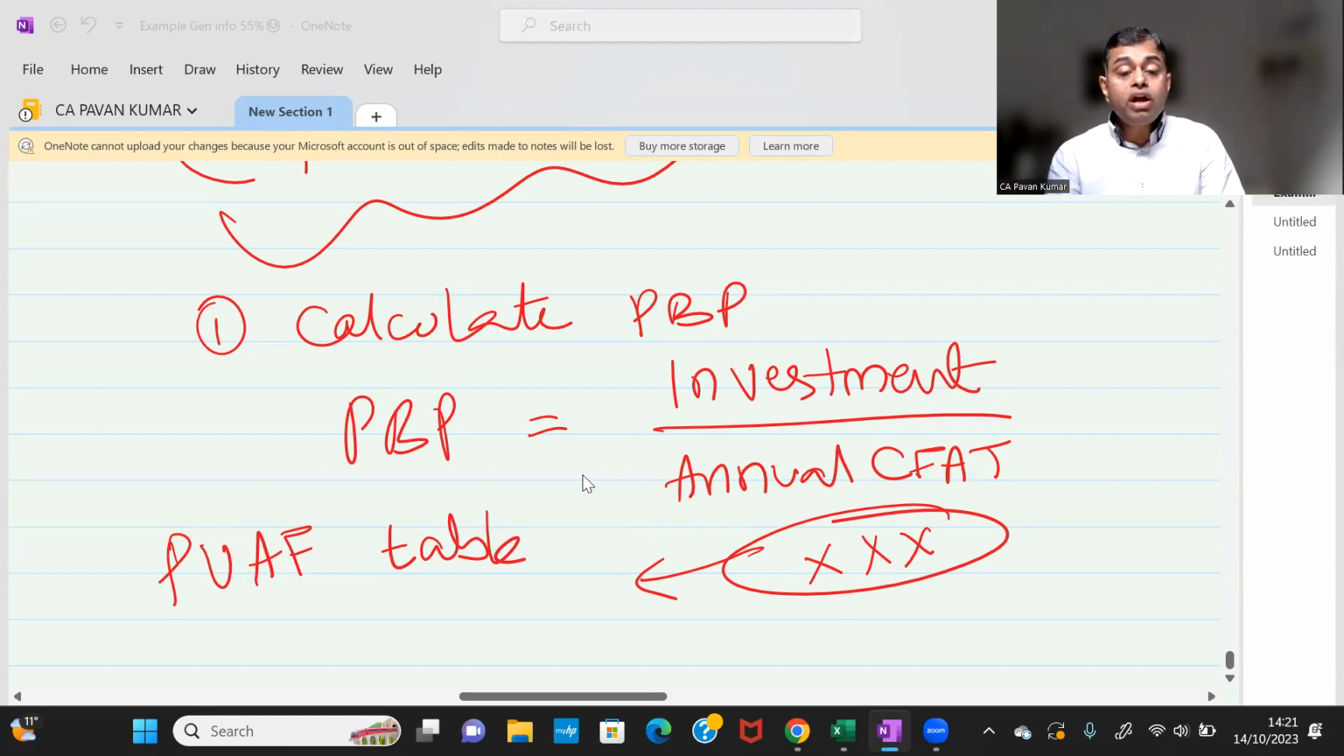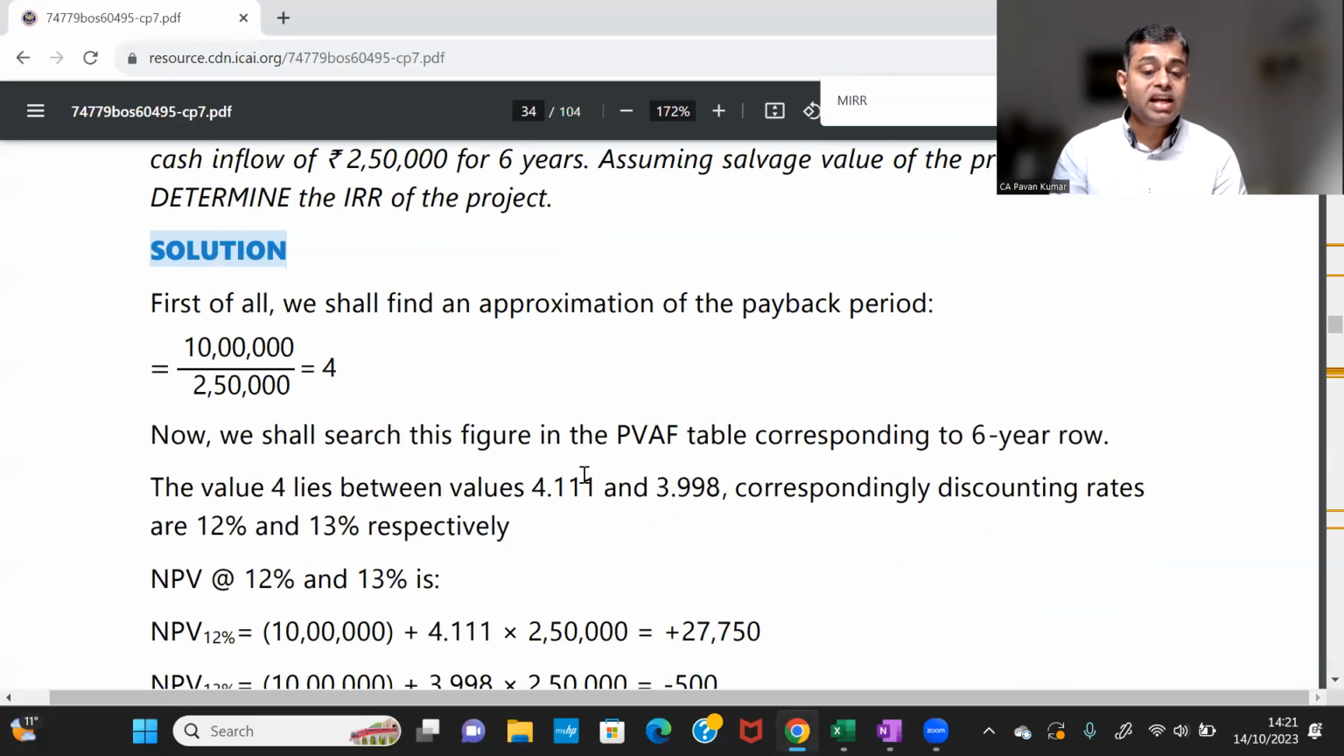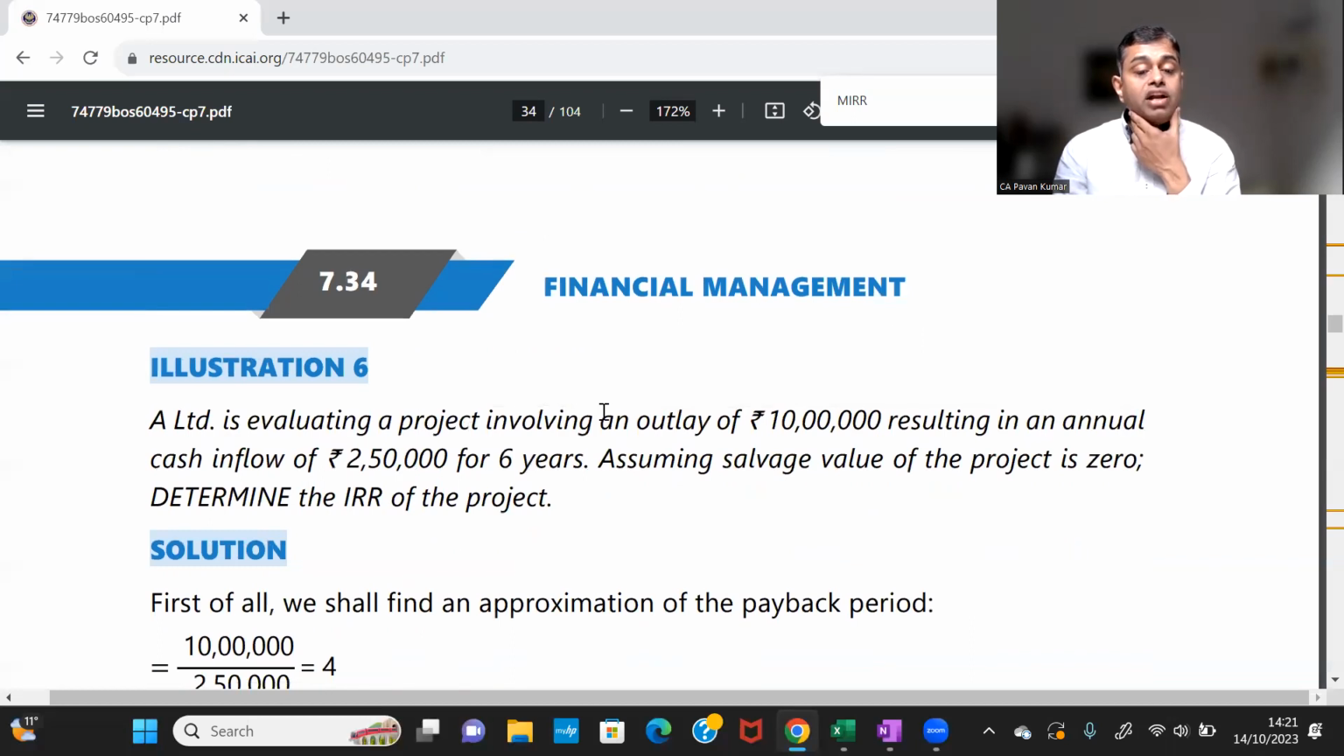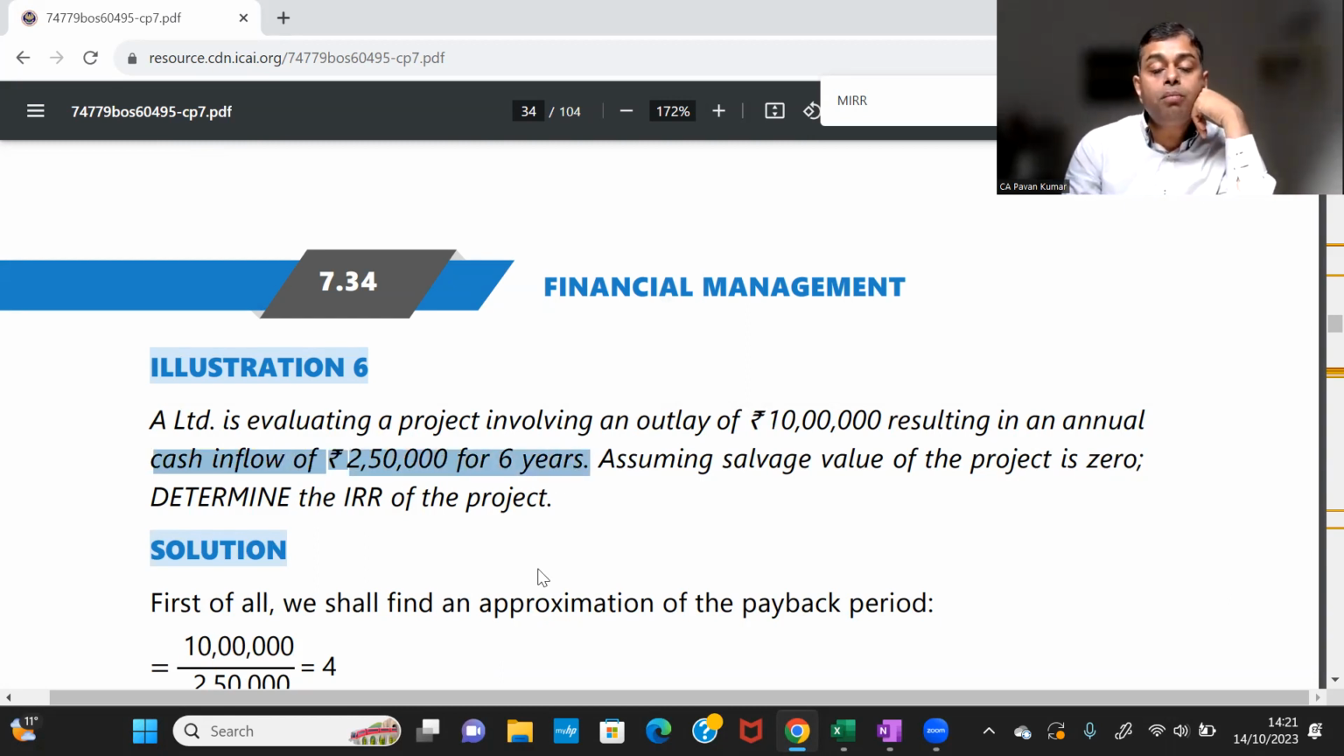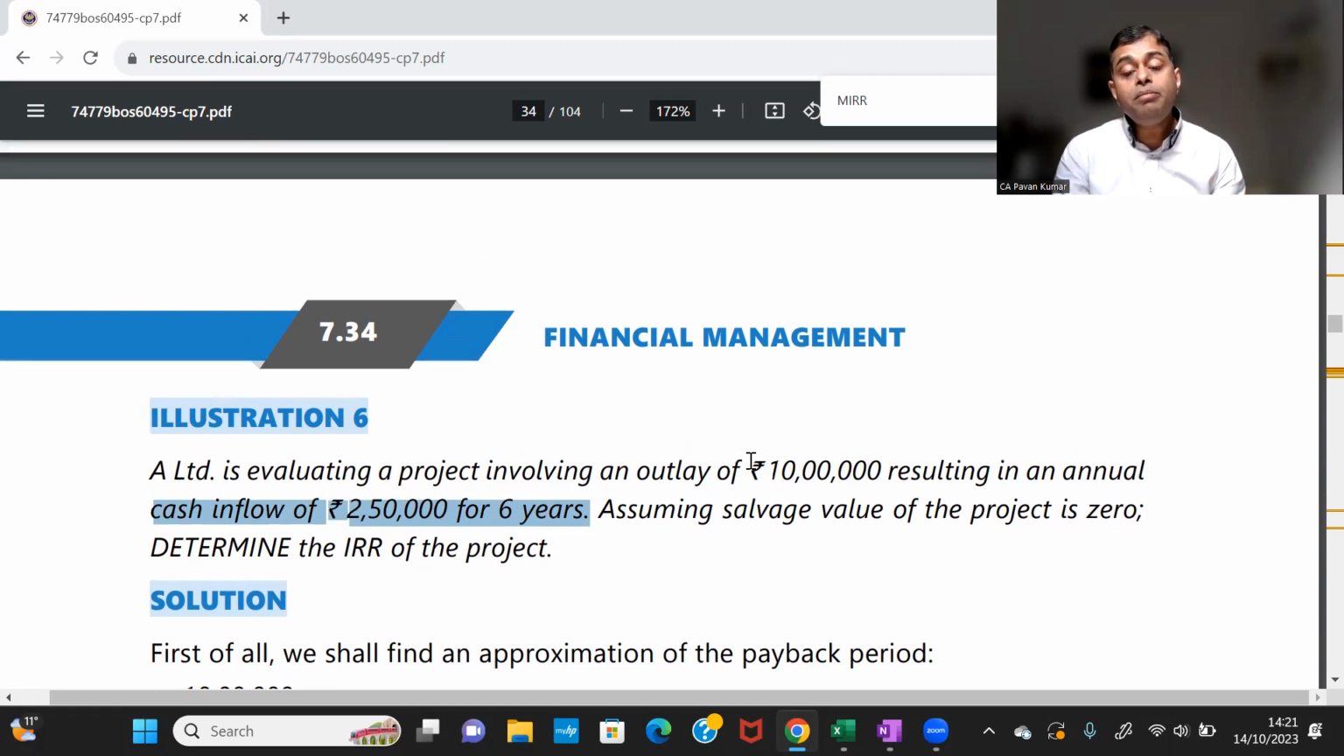You understand? Now, if you look at the previous question, question number 6, A Limited is evaluating a project involving an outlay of 10 lakhs, resulting in an annual cash flow of 2,50,000 for 6 years. Don't you think cash inflows are uniform? Can you calculate and tell me what is the payback period here? 10 lakhs divided by 2,50,000, that is 4.